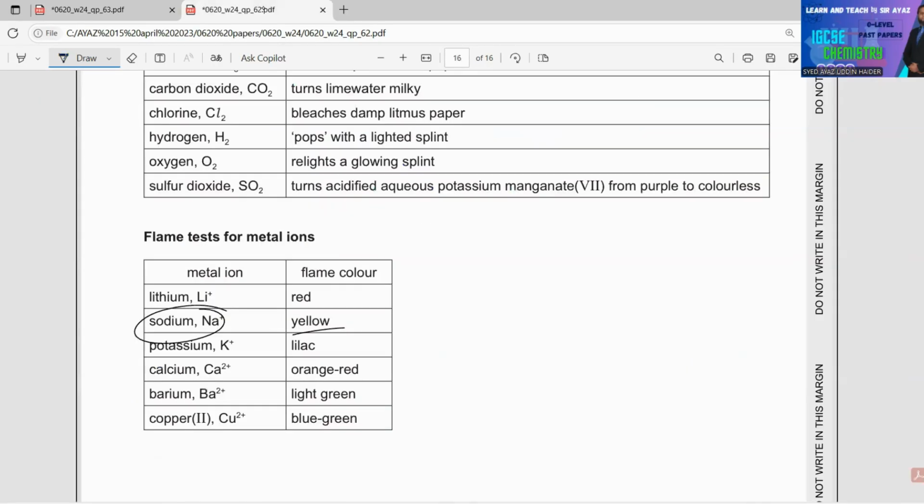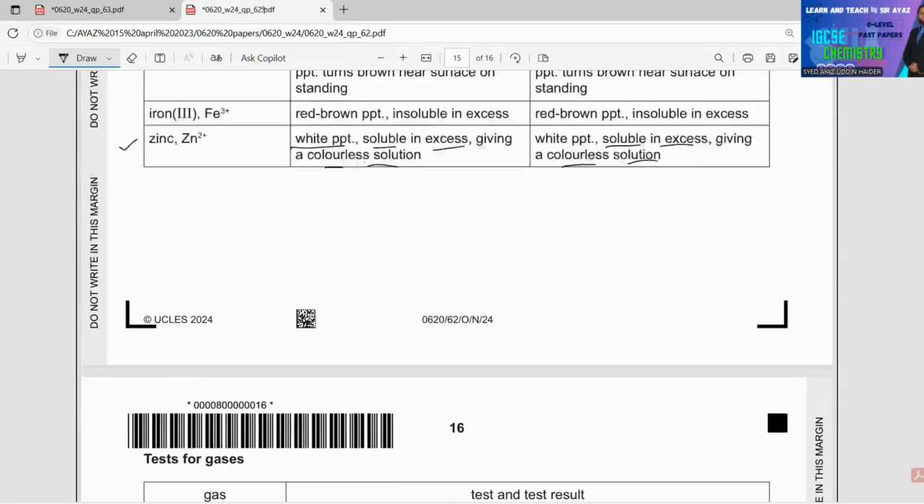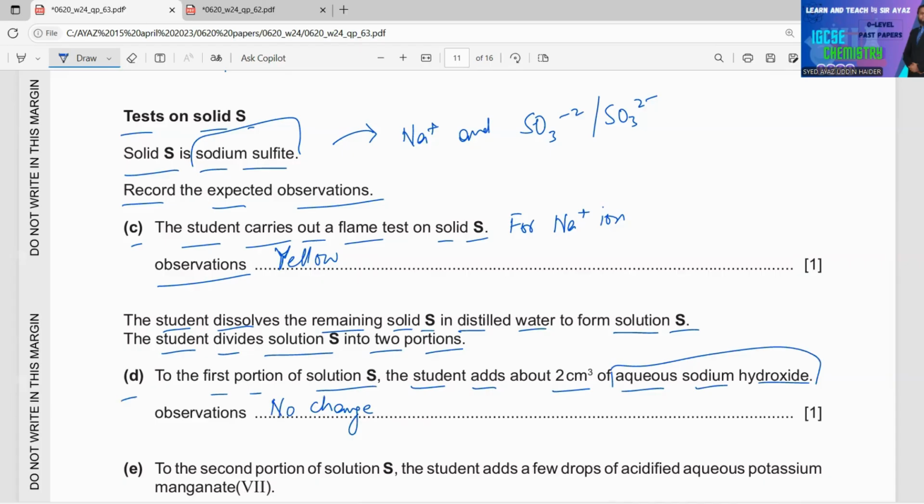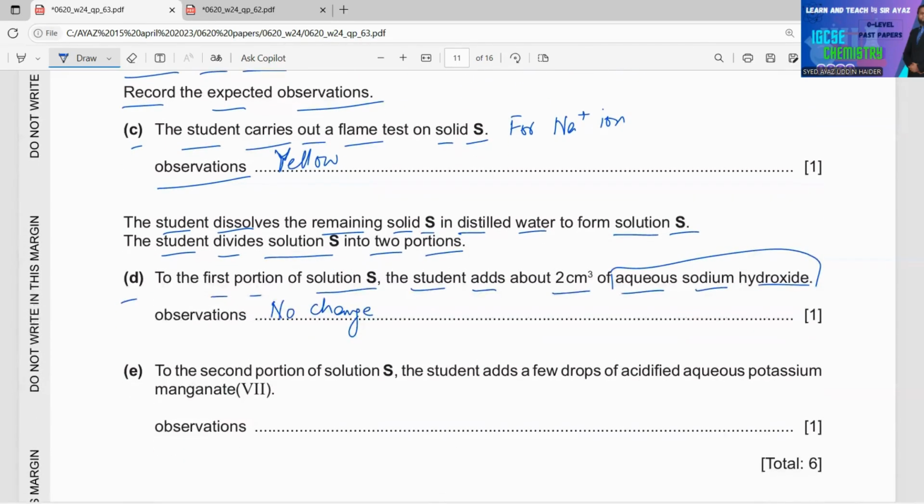If you look at the list for the convenience, I'm showing the list. There's a test for the cations here. We don't have Na+ ion in the list, and you can't carry out the test for Na+ ion with sodium hydroxide also. We used to test Al3+, NH4+, Ca2+, Cr3+, Cu2+, Fe2+, Fe3+, or Zn2+. So you write no change here.